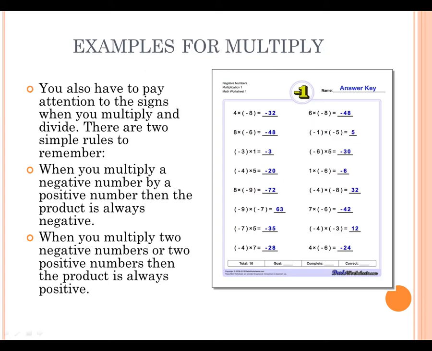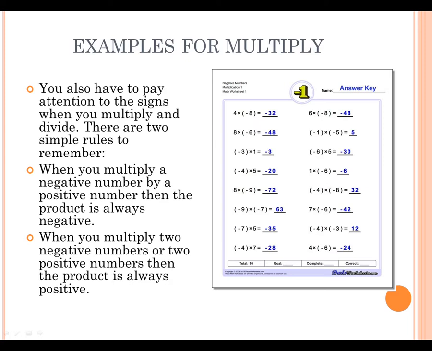Here are the examples for multiplication. You also have to pay attention to the signs when you multiply and divide. There are two simple rules to remember. When you multiply a negative number by a positive number, the product is always negative, and when you multiply two negative numbers or two positive numbers, the product is always positive.